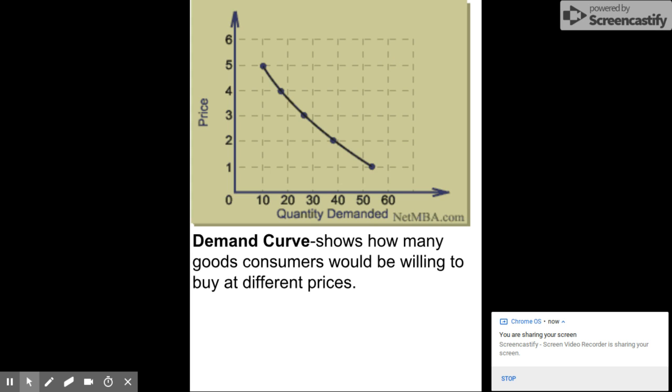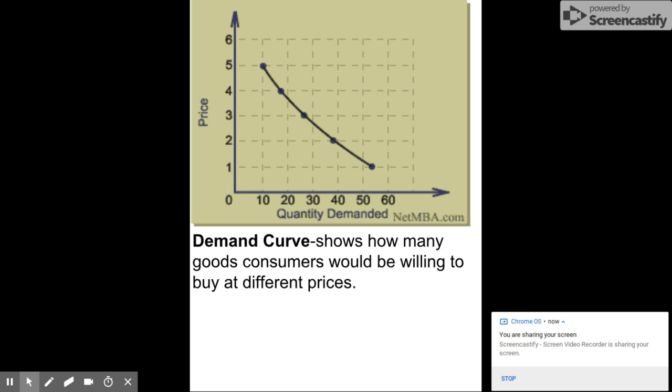When we look at the demand curve here, again we've got our price on our y-axis and our quantity demanded on our x-axis. So this says the higher the price, the lower the amount that they will pay for. At $5, a consumer is only willing to buy 10 items. But if the price drops down to $1, they're willing to buy about 53.